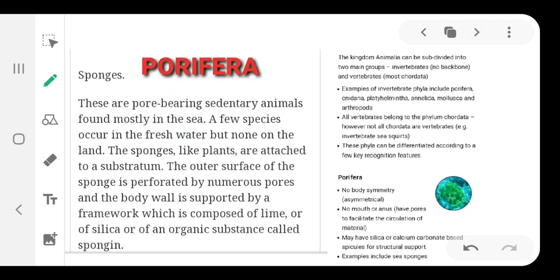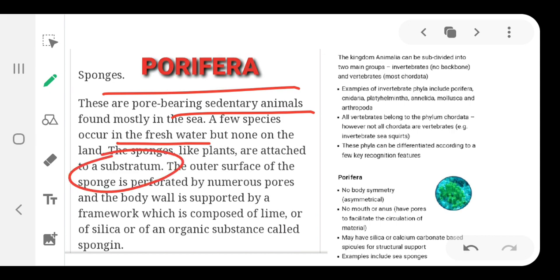Then, as I have told you, they belong to this phylum Porifera, and they are sedentary, sessile animals. The species also live in fresh water, but basically they are from the marine segment. Then sponges are attached, as I have told you, to a body called the substratum. As the body is perforated, they have numerous pores, which support the framework, that is the body wall, which is composed of, underline the word, silica.